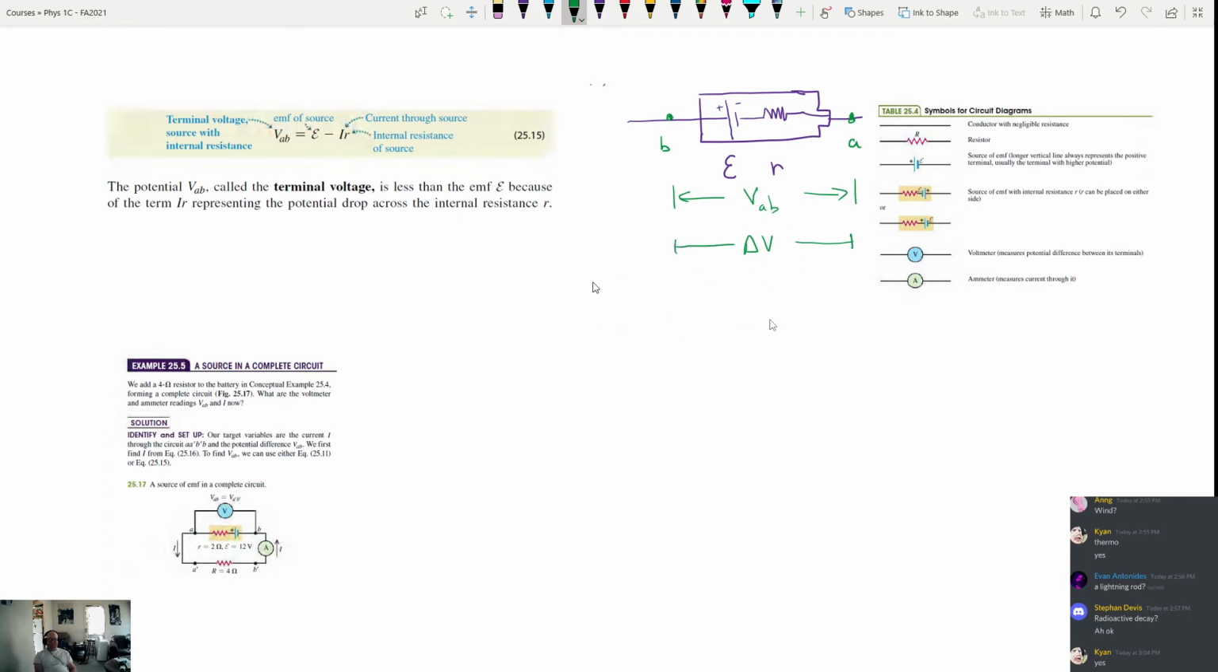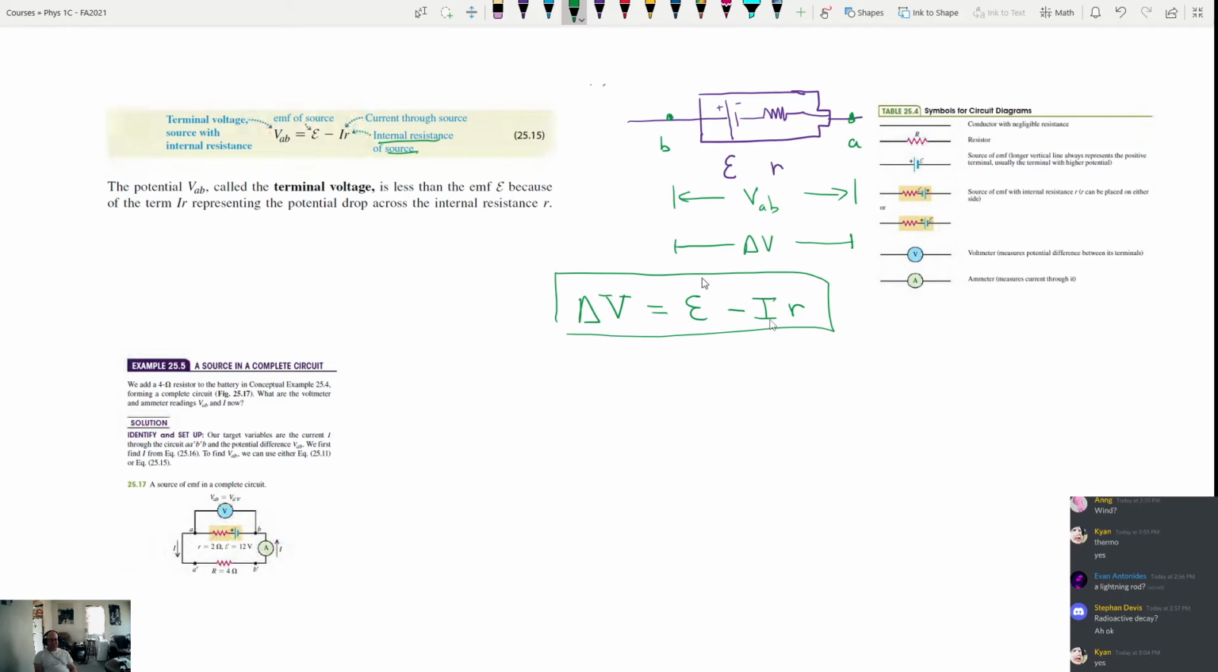And this is the equation that they have written down here, that the potential difference between these 2 points is going to be equal to E minus I times little r. So little r is going to be the internal resistance of the source. So our battery is going to have its own internal resistance. And yeah, so that's an equation that relates the EMF of the battery to the actual output voltage.